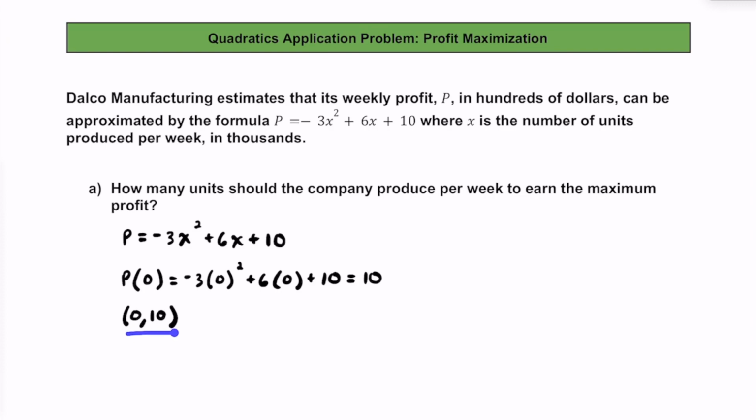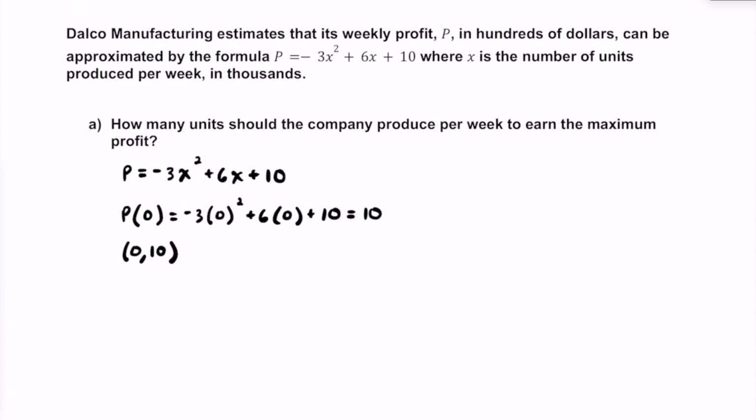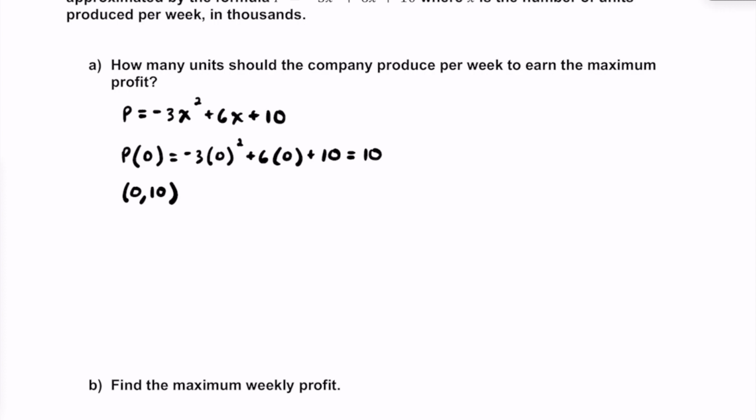Now try to think about what this point means here. X is 0, so that means that there are 0 units being produced, and 10 is representing the profit that they're making in hundreds of dollars, so 10 times 100. So even if we're not producing any units here, Dalco Manufacturing is still going to be making $1,000 in this week. Now I'm just going to visually make a sketch so you can see what's going on here.